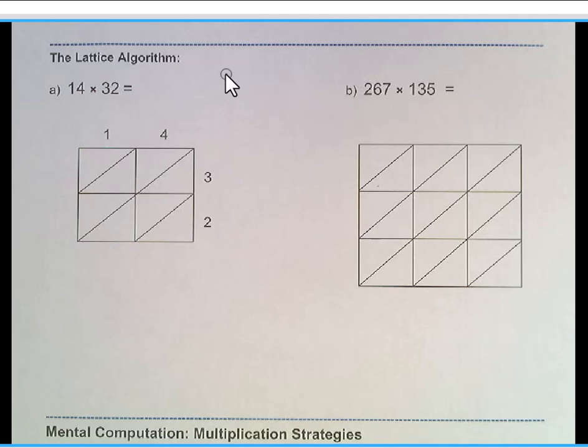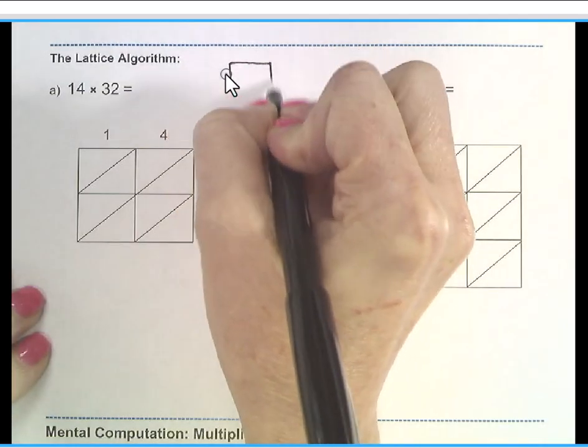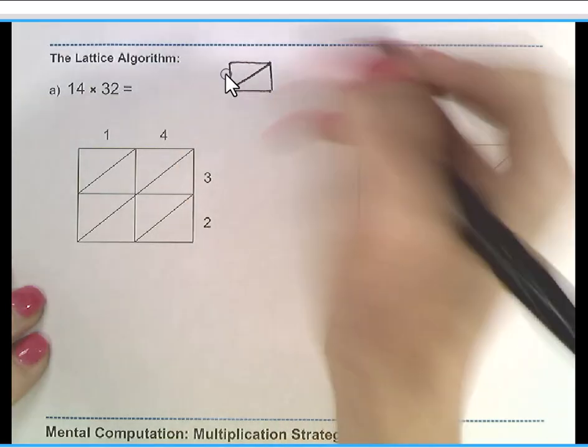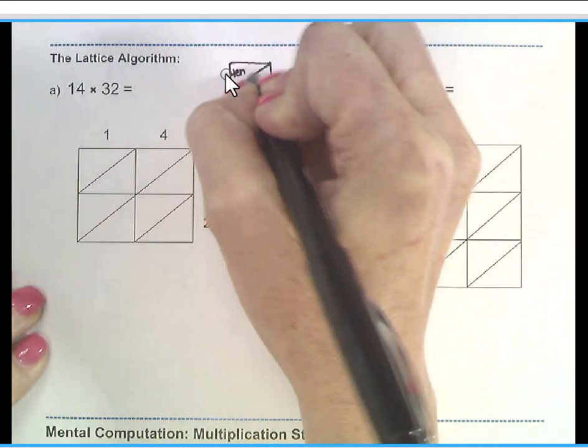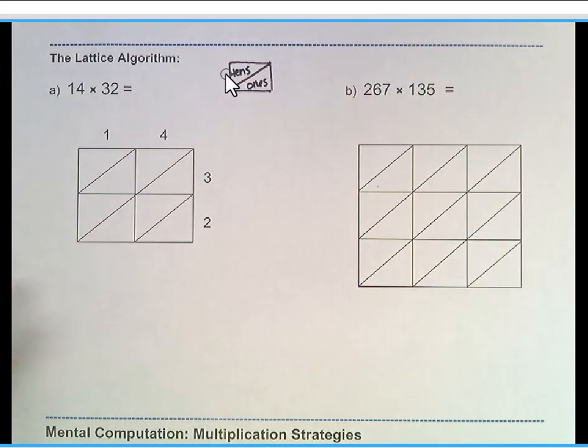All right, now I'm going to show you how to do the lattice algorithm for multiplication. So we did the lattice method for addition, and basically what's happening here is we're going to have these little rectangles or squares, whatever you want to call them. They're going to be divided into diagonals. It's going to be your tens place and your ones place. That's how these little diagonals work.